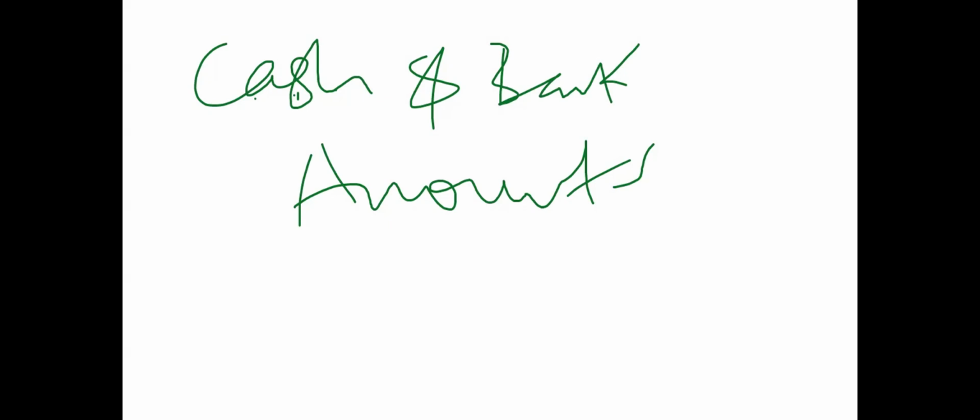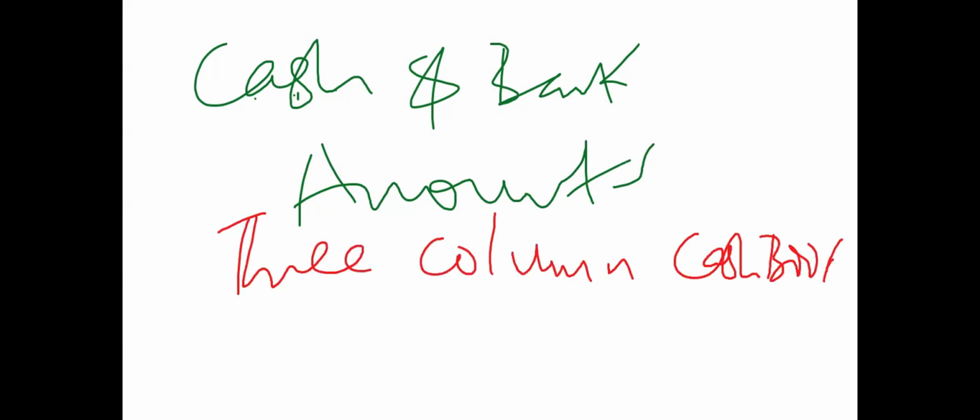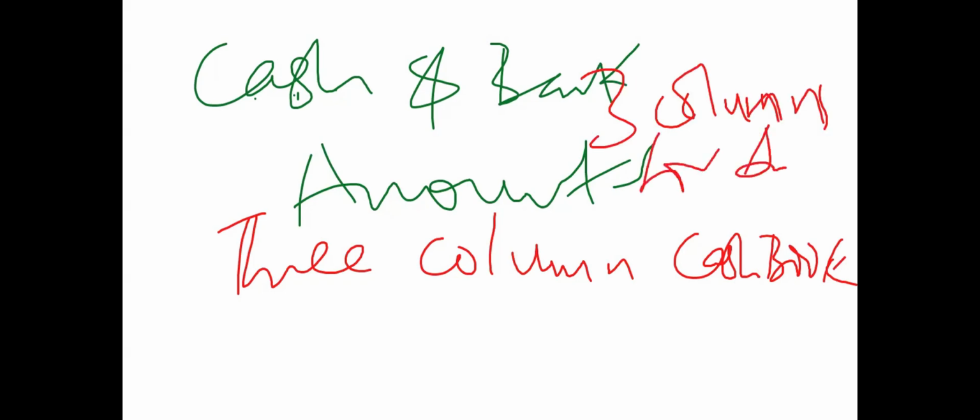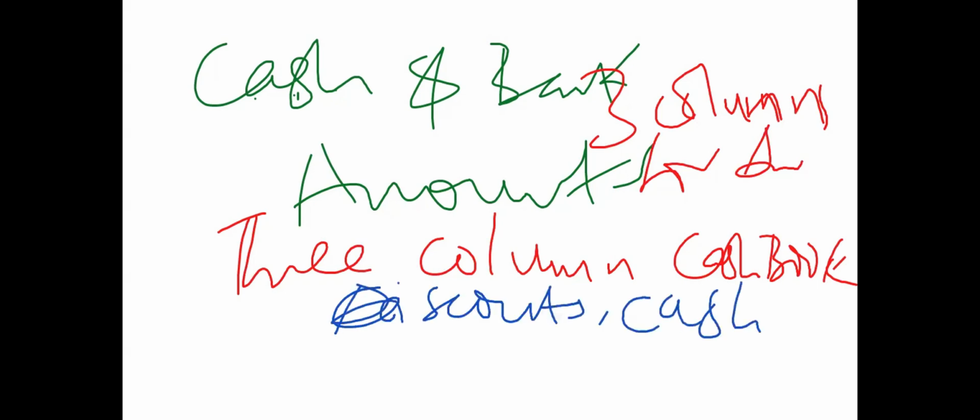Then when it comes to the three-column cash book, we shall have three columns for amounts. This one is a little bit different. It has three columns for amounts. So we have a column for discounts, then we have a column for cash, then we also have a column for bank, meaning on either side of the cash book we have three columns: the discounts, either discount received or discount allowed on either side.